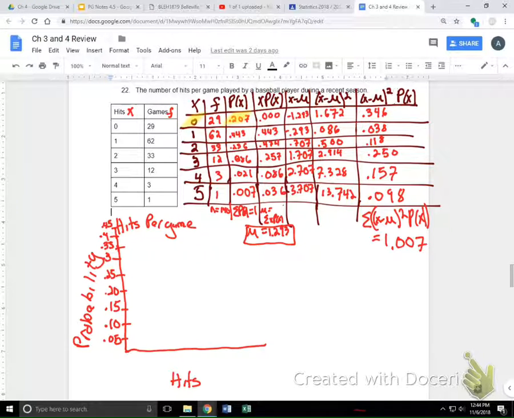Now that we have that, we're going to make our bar graph. So our first probability is 0.207. Over here I have 0, 1, 2, 3, 4, 5. Ideally you'd be using a ruler, but I don't have one of those on here, so we have 0.207, right about here. Then we have 0.443.